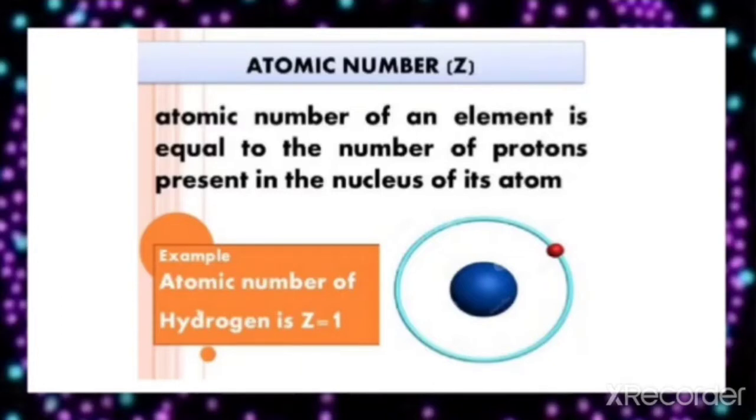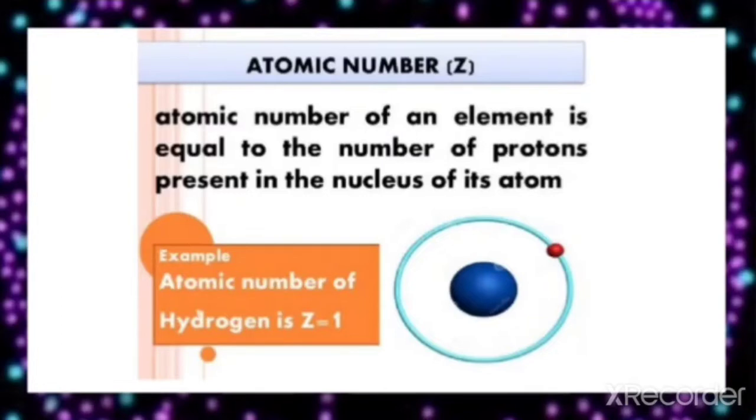Atomic number is represented by capital Z. So Z is equal to 1. That means for hydrogen there is a single proton that is present in the nucleus. So the number of protons is representing the atomic number for an atom. And all the atoms of an element have the same atomic number.